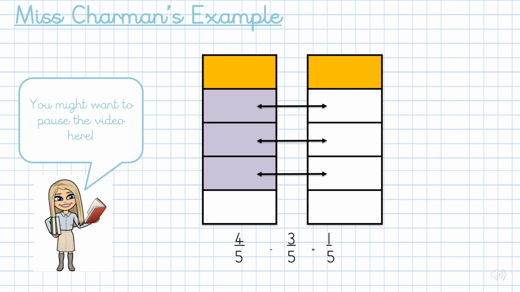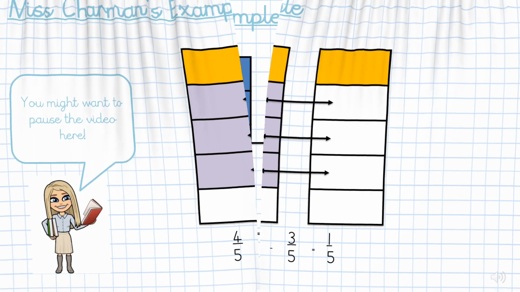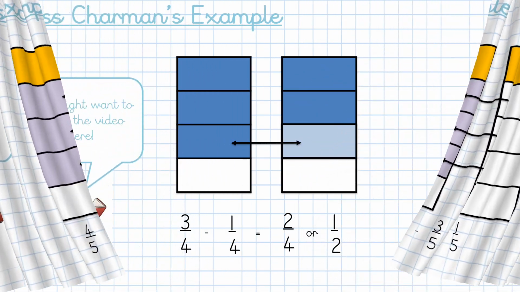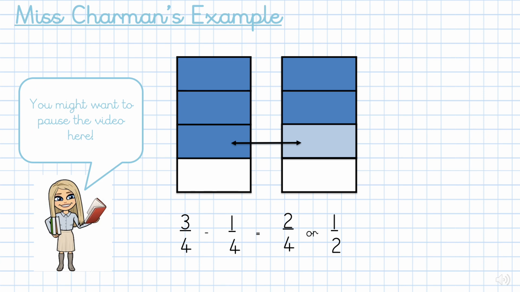We've now got 4/5 take away 3/5. We know the difference between 4 and 3 is 1, which means the answer is 1/5. We've now got 3/4 take away 1/4. We know that the difference between 3 and 1 is 2, which means that the answer is 2/4.